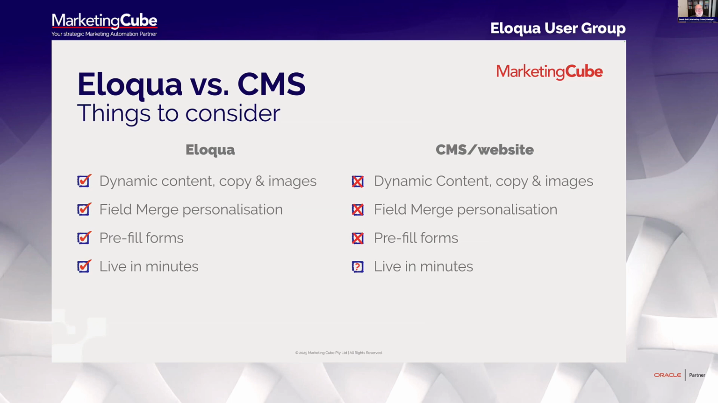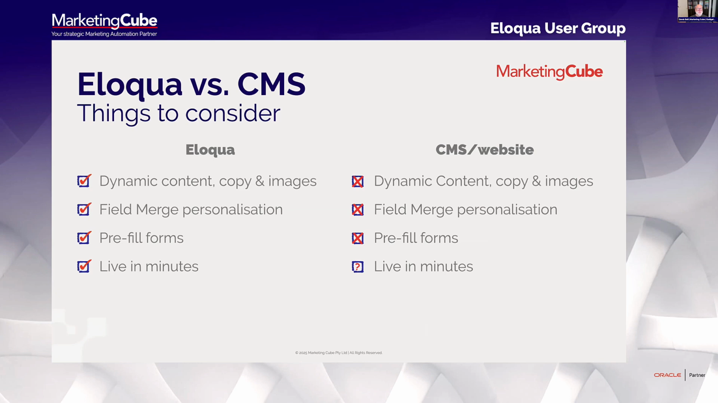So why use Eloqua for campaign specific exercises? Dynamic content is a big one, and the ability to use that dynamic content both with copy and with images. The field merge personalization is a big one as well. Being able to greet people when they arrive at the Eloqua landing page by saying, welcome, Derek, and including their company name potentially. If you were a university, you could be looking at using dynamic content to present imagery that supports the most recent expressions of interest that that person has given you in relation to courses that they may want to do or areas of study that they may want to do.